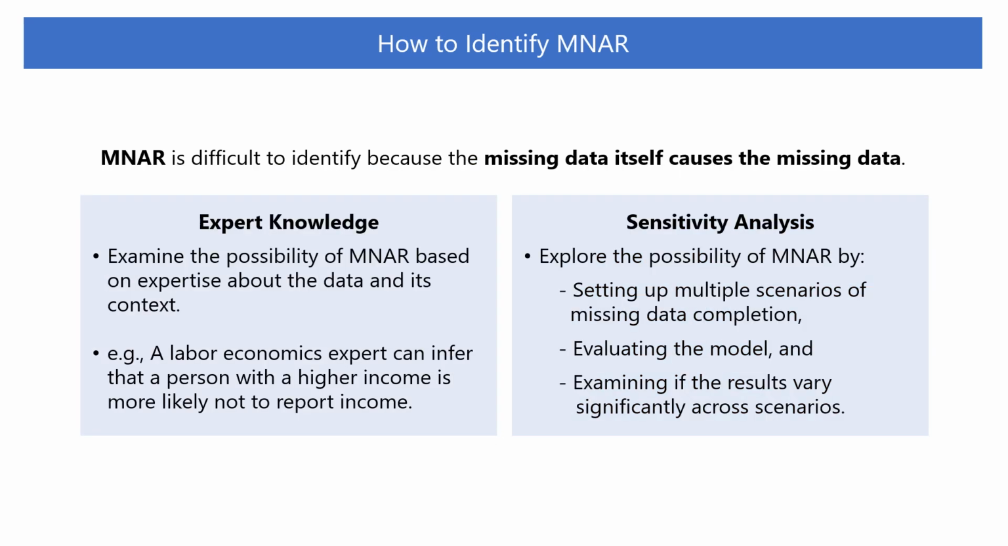MNAR is difficult to identify because the missing data itself causes the missing data. However, we can use the following approaches to explore the possibility of MNAR. The first is to make an inference based on expertise. Since there is no statistical test to directly determine MNAR, expertise about the data and its context is critical. For example, a labor economics expert can infer that the person with a high income is more likely not to report income.